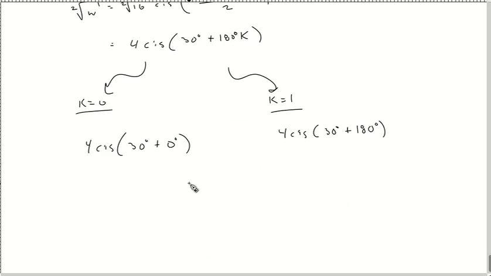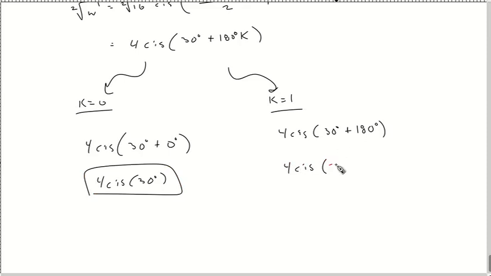Okay. So 30 plus 0 is 30. And so, yay, we're done. And I know that they're not wanting the CIS format, but at this point you can convert that, okay? And then the next one is, what, 210?